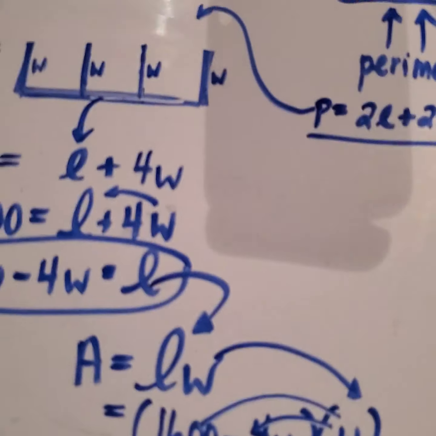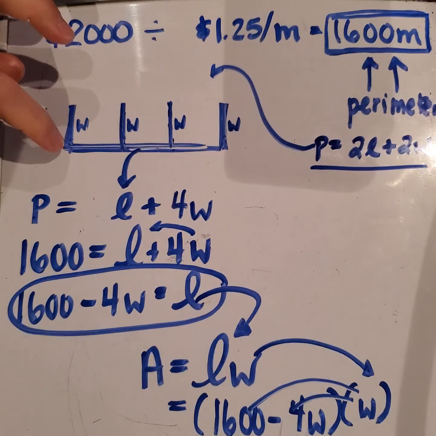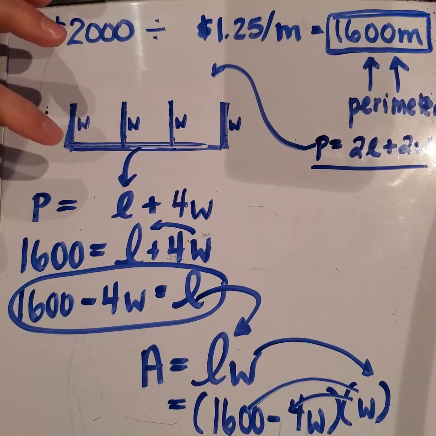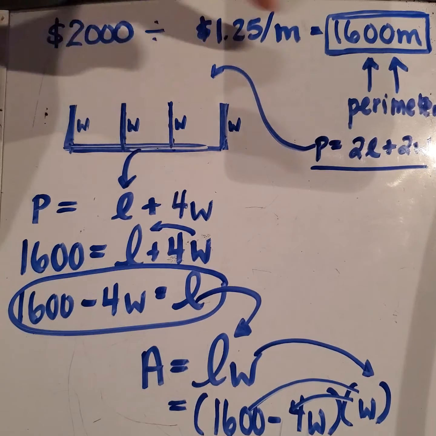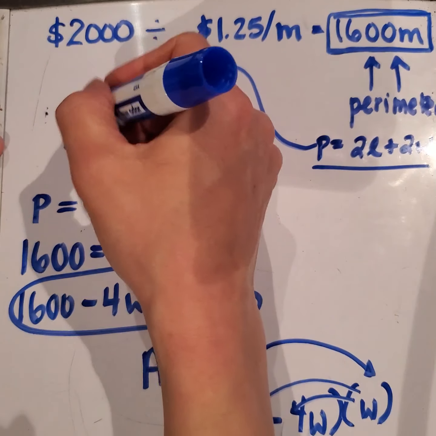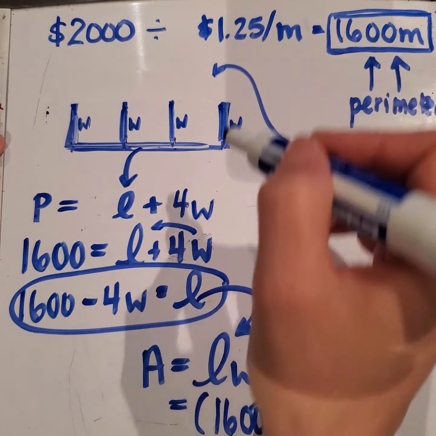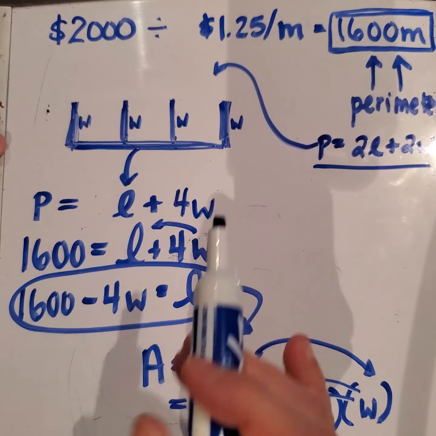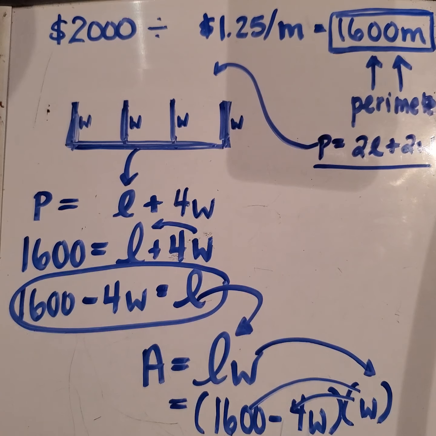I'll go back to my diagram. I could make this anything. I could make it 100, I could make it 50, I could make it 20, and then I would have to adjust, using my formula to solve for the length. But when I let this be 200, I don't know what the length is yet, so I'm going to solve for it now. That gives me the maximum area, which is my goal. I want to maximize my area given a certain perimeter.